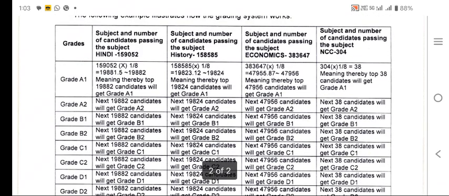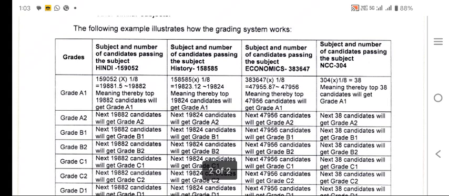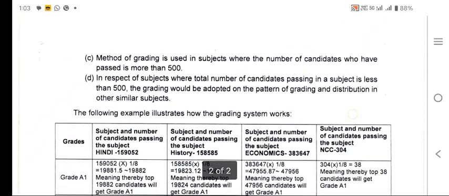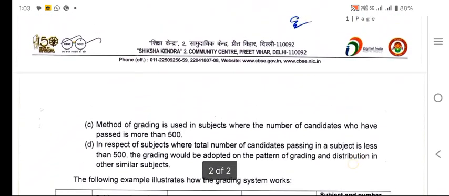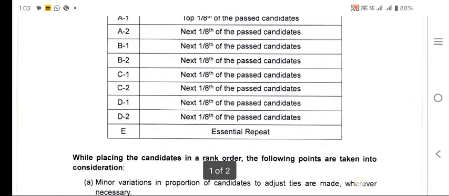On the basis of the marks scored, suppose 100 is the highest marks. Then 1/8 of those candidates are awarded the grade A1. Here it is written that in respect of subjects where the total number of candidates passing a subject is less than 500, the grading is adopted on the pattern of the distribution of other subjects. So these are very important things.